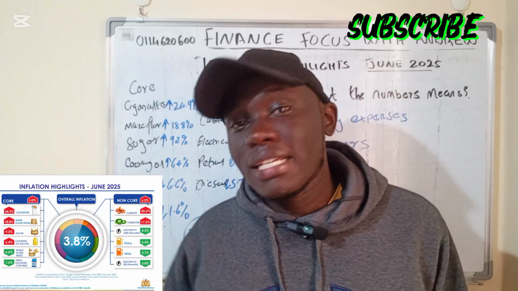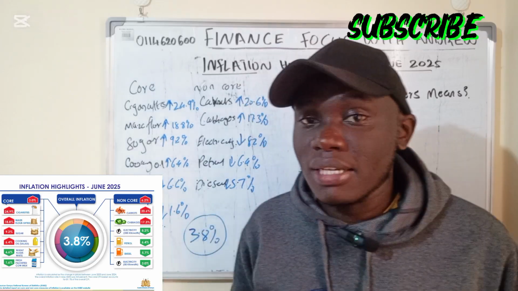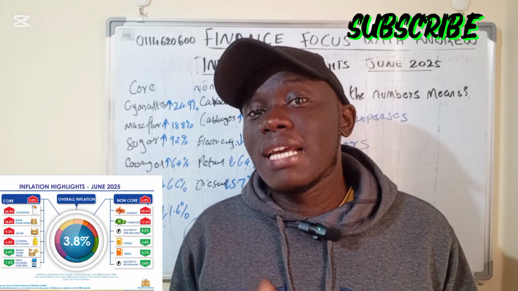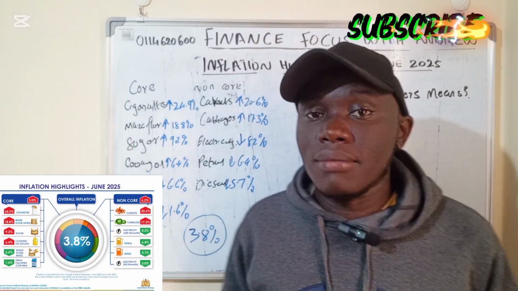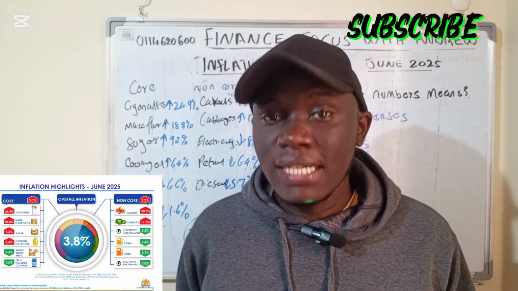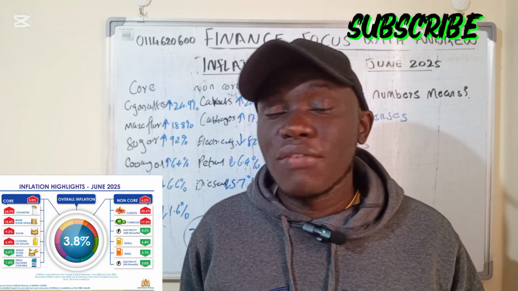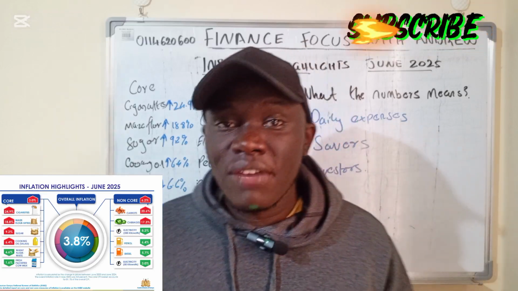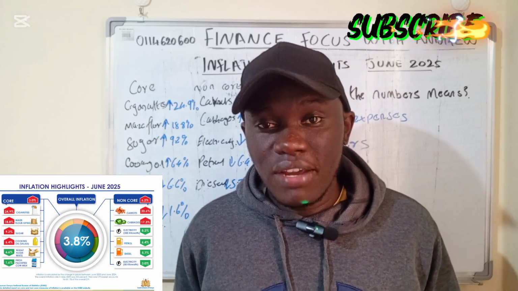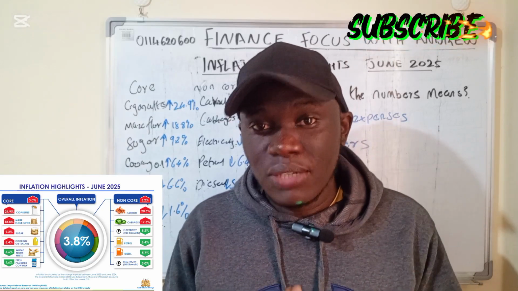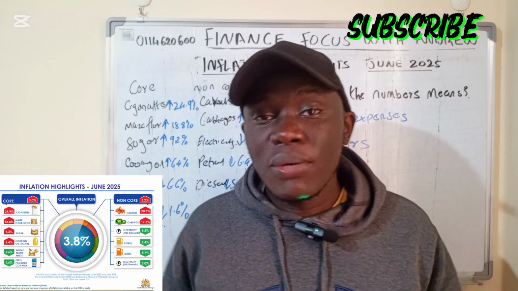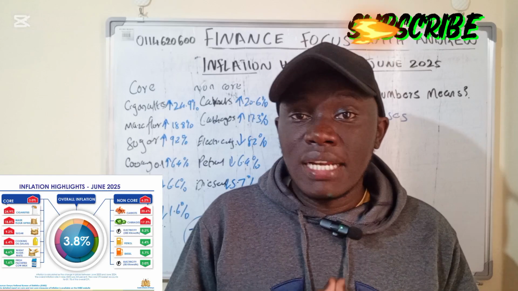Let's start by understanding inflation. In simple terms, inflation is the increase of prices of goods and services. So the data that we are seeing here shows us how much the prices of goods and services changed for the last 1 year. That is, we are evaluating the period between June 2024 and June 2025. So the change in the price of goods and services within that period is 3.8%. And you can see some of the goods that have been listed on this table.